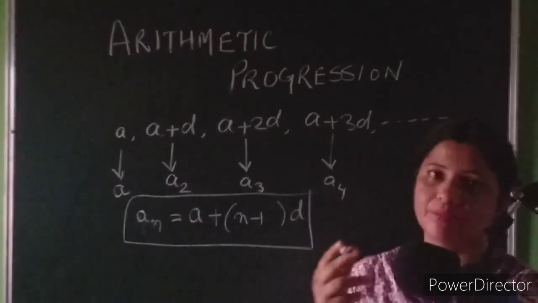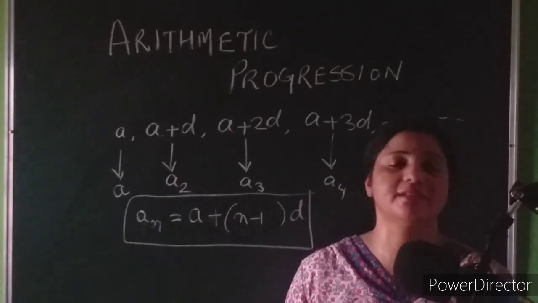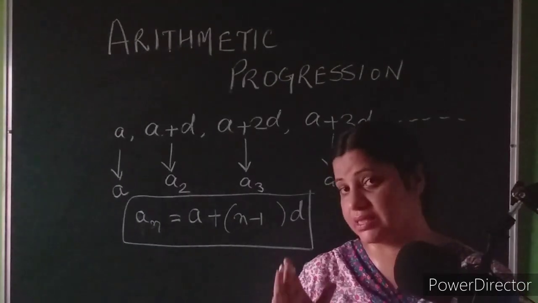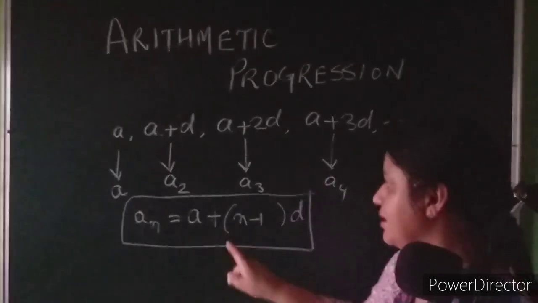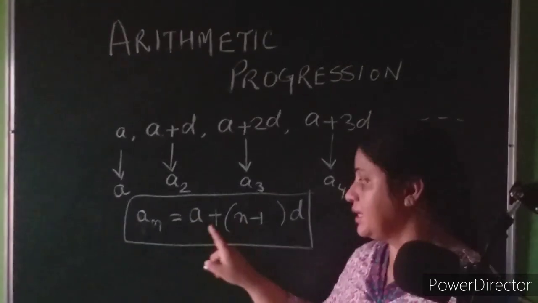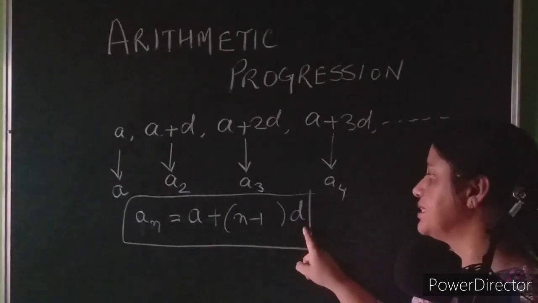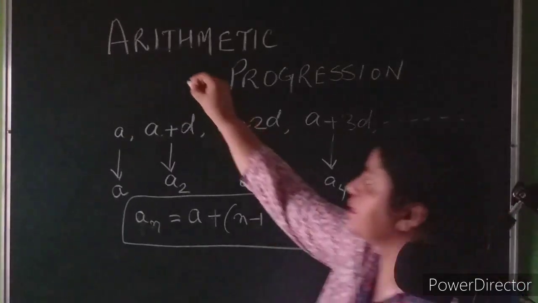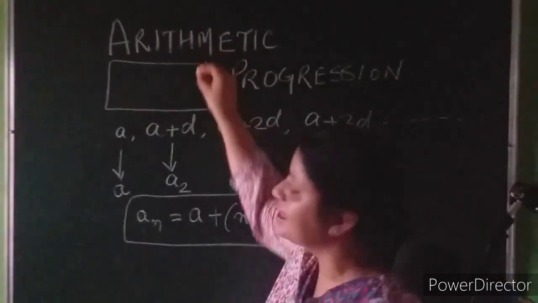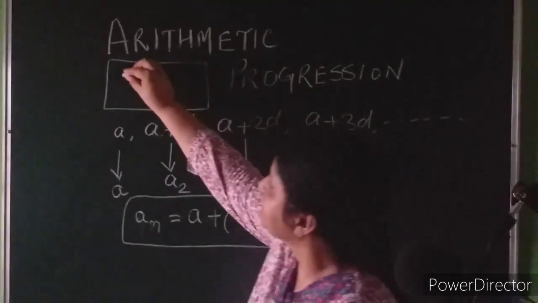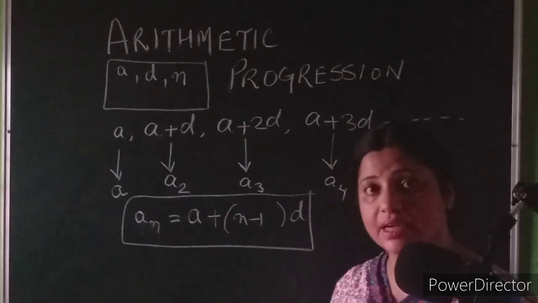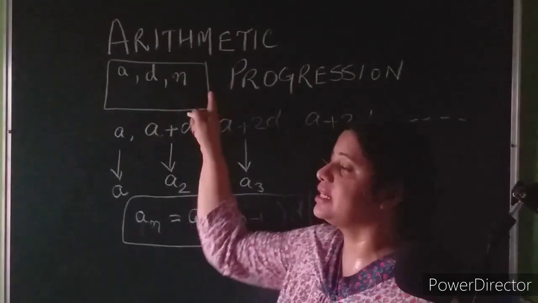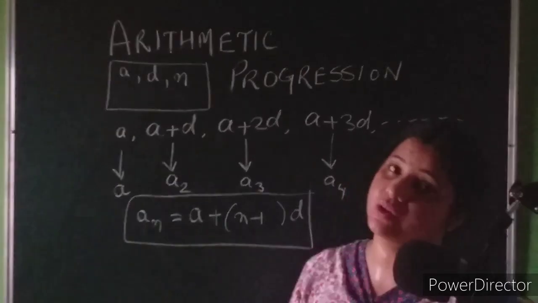Let us revise. The nth term formula in an AP is, how do we obtain that? A plus n minus 1 into d. See the important things here. n is the number of terms, A is the first term, and d is the common difference. So students, these are the important things which we will need every time in every question. That is the first term, then the common difference, and the number of terms in that AP. With these three small things, each and every question can be solved in the chapter of AP, right?